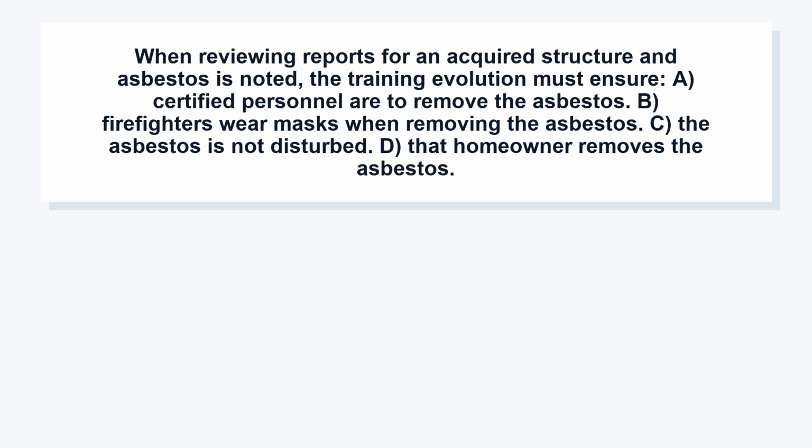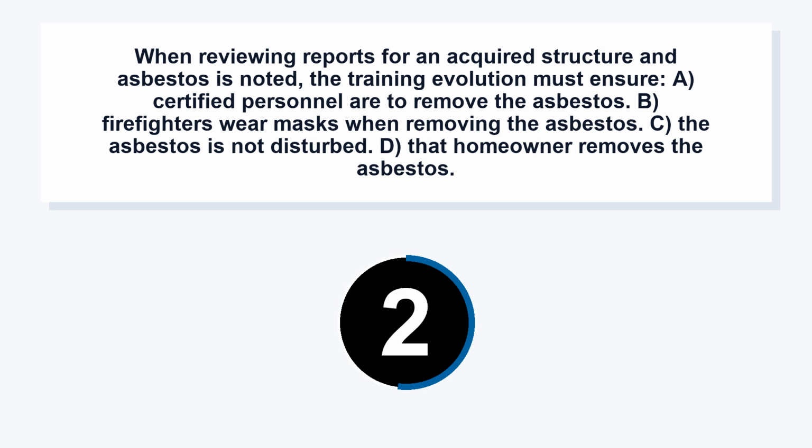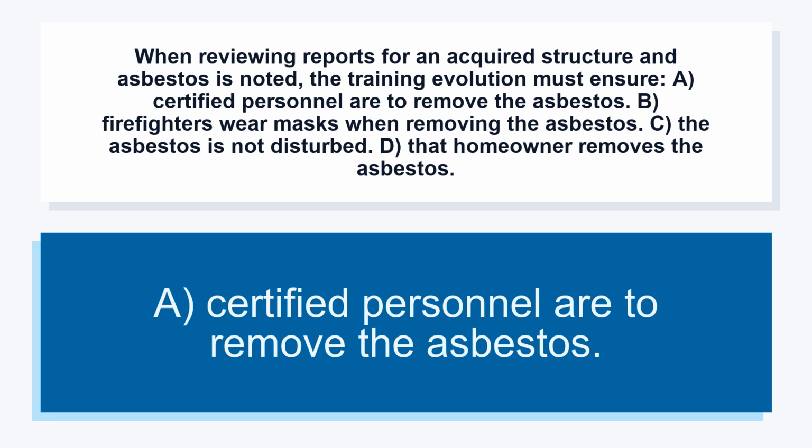When reviewing reports for an acquired structure and asbestos is noted, the training evolution must ensure A. Certified personnel are to remove the asbestos. B. Firefighters wear masks when removing the asbestos. C. The asbestos is not disturbed. D. That homeowner removes the asbestos. A. Certified personnel are to remove the asbestos.